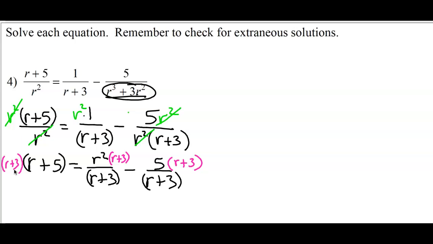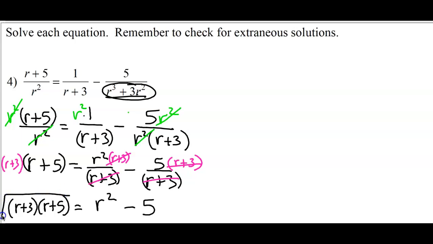So for the first one, we're just going to leave this the same for now. We'll come back to that in a second. But for the other ones over here, the r plus 3's cancel out. Leave me with that. Okay, so now here's where things get a little bit interesting. We're going to have to multiply this out using the box method.